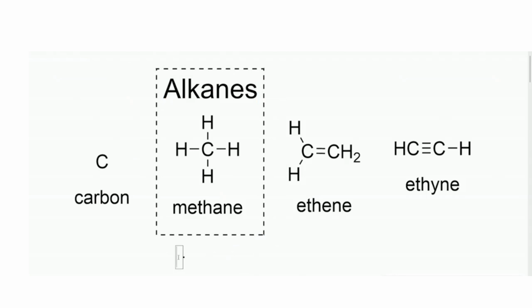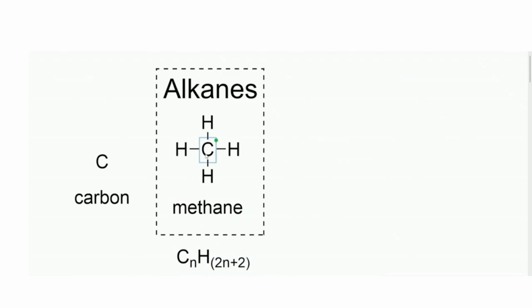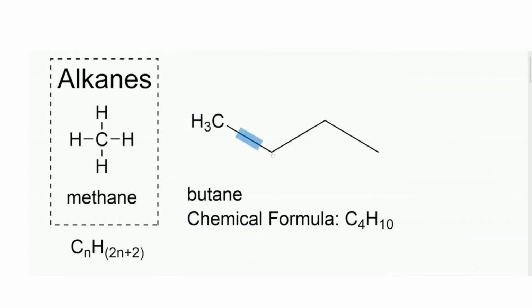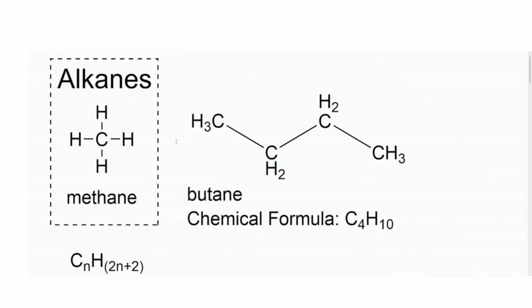They follow the general formula CnH2n+2, where n equals the number of carbons. Examples include methane, where there's 1 carbon, and 1 times 2 plus 2 equals 4 to get the formula CH4, and butane, 4 times 2 equals 8 plus 2 equals 10.